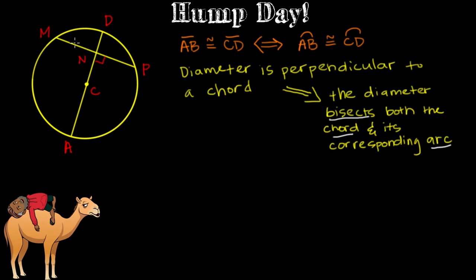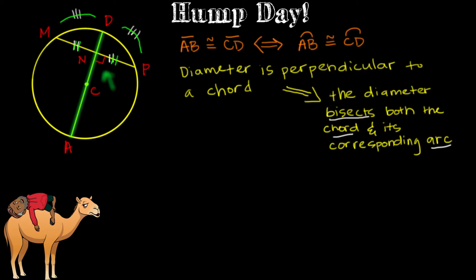So we can now say that this chord is now cut into two equal pieces. The same thing can be stated as true for the arc MD and the arc DP. They must be congruent to each other as well. So if you ever see a diameter or a part of the diameter perpendicular to a chord, you can then logically conclude that the chord is going to be bisected, so the parts of the chord are congruent to each other, and their corresponding arcs must also be congruent to each other.